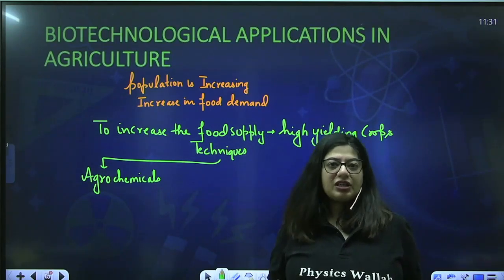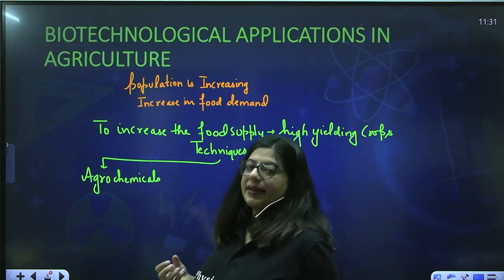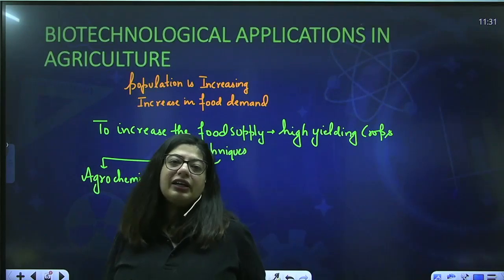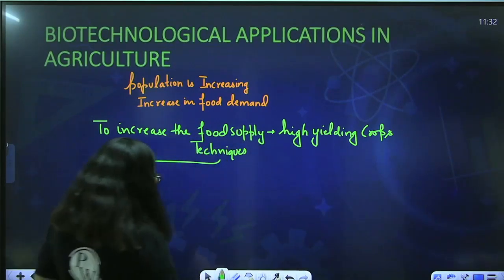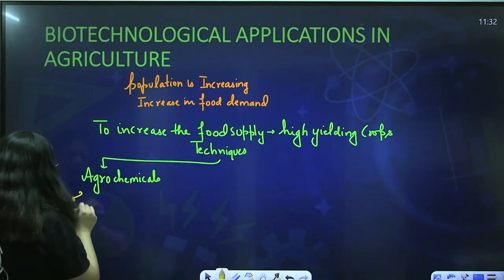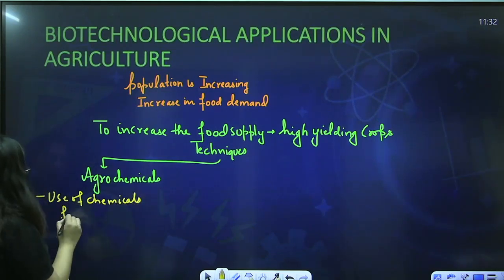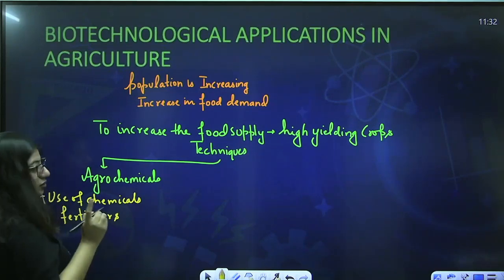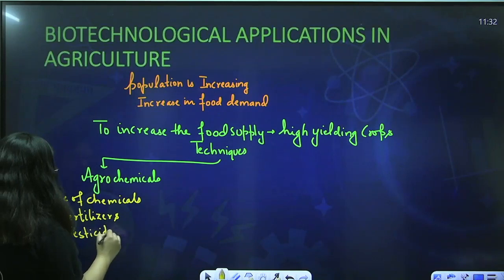That means we can use a lot of chemicals, pesticides, insecticides and fertilizers, by which the fertility of the soil will be maintained, and we'll be using insecticide, pesticide to kill all those insects that are destroying your plants, and by that the yield of a plant can be increased. Fine, the first option is this agrochemical based. That means use of chemicals. Which chemicals are we using here? We are using fertilizers, we are using, yes, pesticides or insecticides.